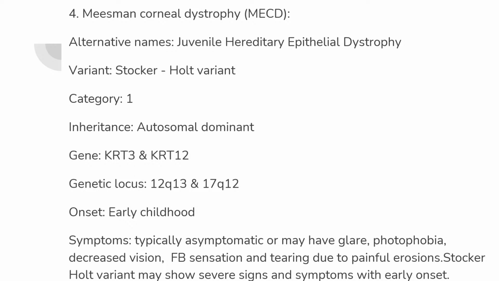And the onset is in early childhood. Patients are typically asymptomatic or may have glare, photophobia, decreased vision, foreign body sensation, and tearing due to painful erosions. The Stocker-Holt variant may show severe signs and symptoms with early onset.